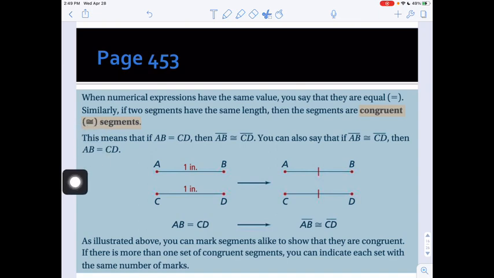This means that if the length of segment AB is equal to the length of segment CD, then segment AB is congruent to segment CD. You can also say that if segment AB is congruent to segment CD, then the length of segment AB is equal to the length of segment CD.